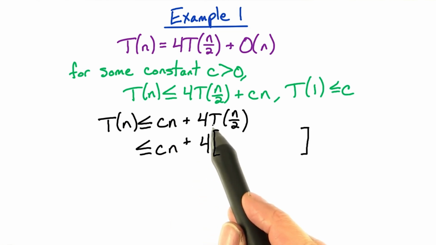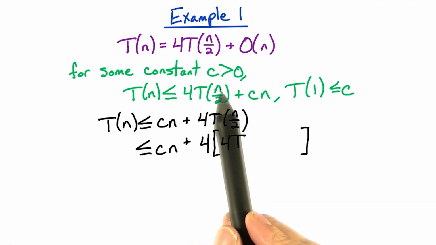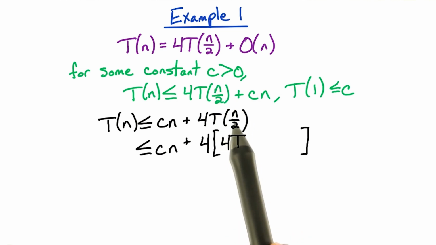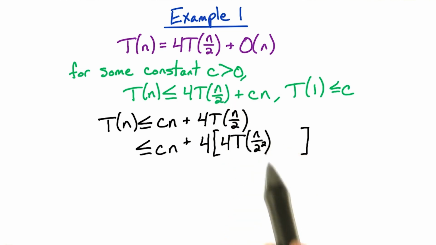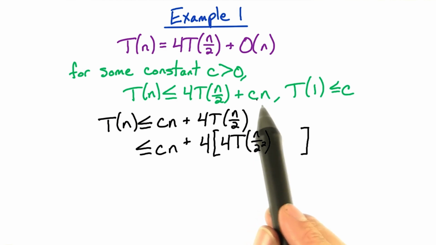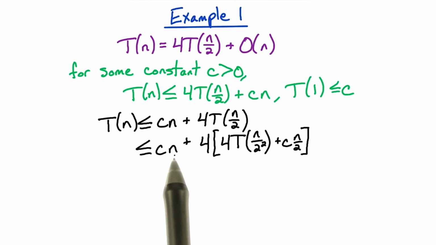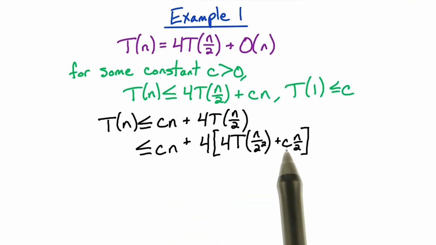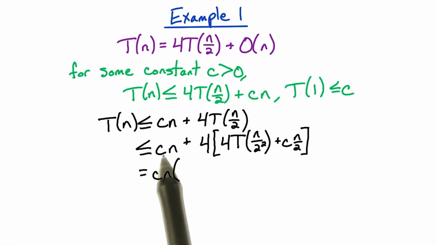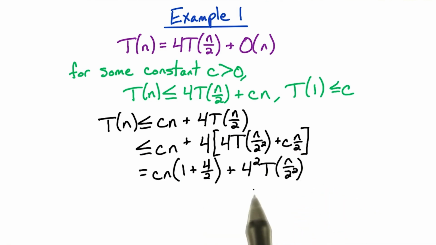Plus we get 4 times, and then let's replace T(n/2) with this expression. So we get 4 times T of, and we're replacing n by n/2, so we get n/2 squared. And then for the last term, we're replacing n by n/2, so instead of cn, we get c n/2. Now let's rearrange this and collect similar terms. So we want to collect cn with 4 times c n/2. So these have a common factor of cn. This term is 1. This term is 4/2 times cn. And then finally, the last term is 4 squared times T(n/2 squared).